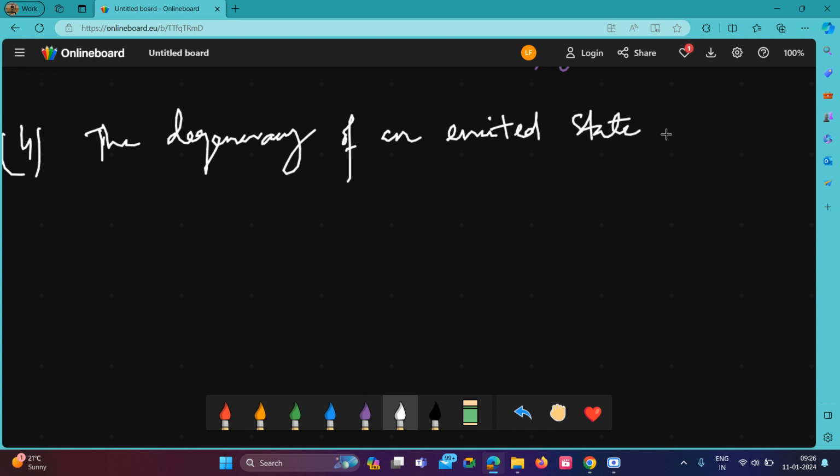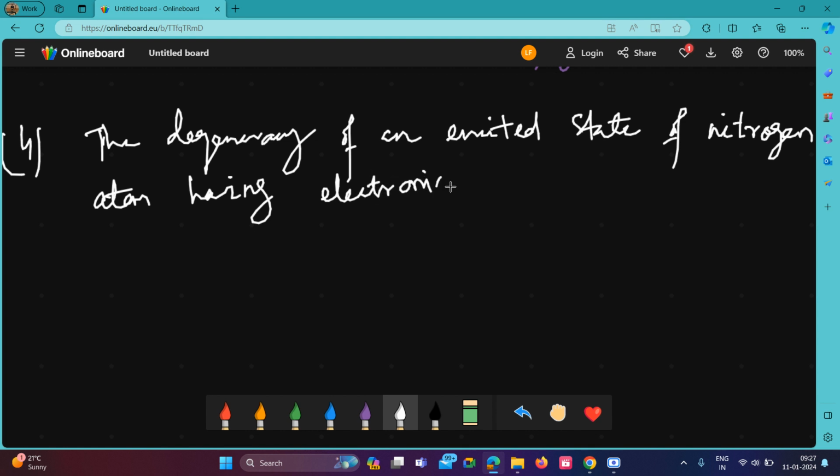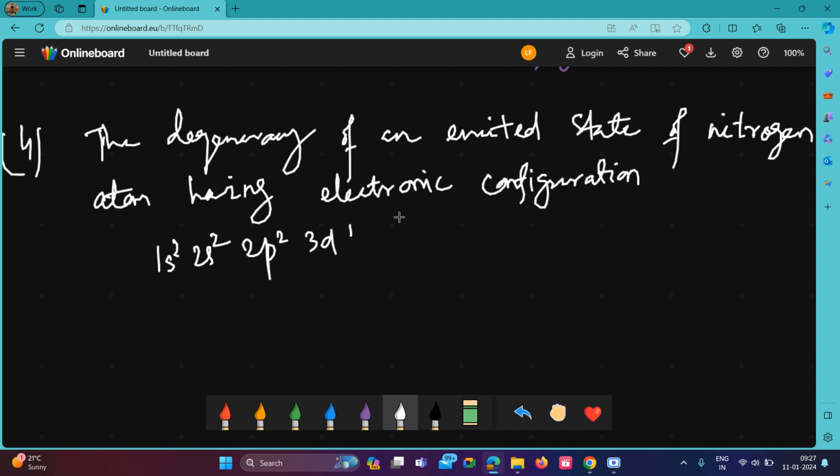Degeneracy of an excited state of nitrogen atom. Please also write the questions, because while writing, the question gets fixed in your mind. If you only see the question and try to do it, sometimes questions get skipped. What is the configuration? 1s2, 2s2, 2p2, 3d1. So the degeneracy of an excited state of nitrogen atom having this electron configuration.